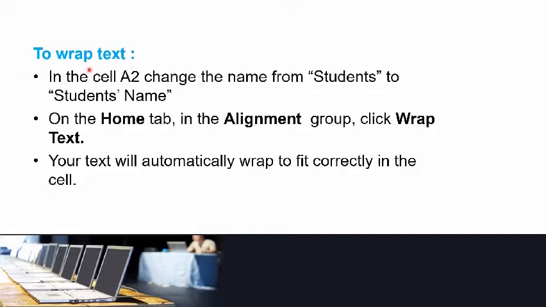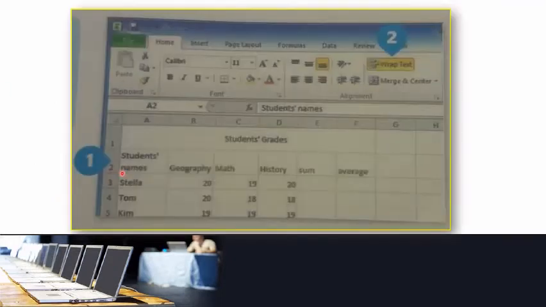Here is the method. In the cell E2, change the name from students to student's name. On the Home tab, in the Alignment group, click Wrap Text. Your text will automatically wrap to fit correctly in the cell. In this image, you will write in this cell student's name instead of students, go on the Home tab. In the Alignment group, click on the Wrap Text.